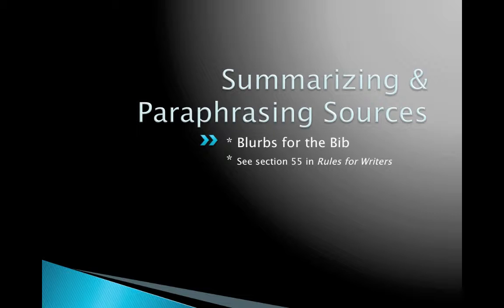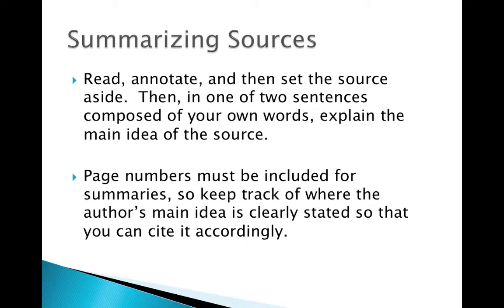All right, so summarizing and paraphrasing sources. We want to make sure in the blurbs for the bib that you don't commit plagiarism. Okay, so you're going to do mostly summarizing of these sources, and so you want to read and annotate, have your conversation with the text, and then put the text away. And then in a few sentences, in your own words, explain the main idea of the source. And then go back and look at the source and verify that you didn't, through osmosis, accidentally write exactly what was in the text.